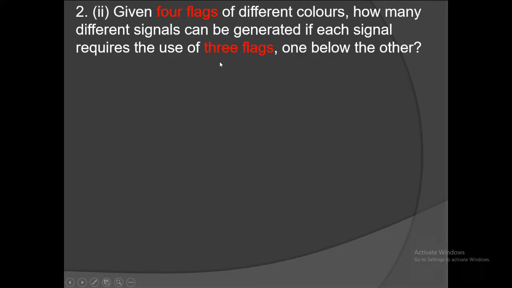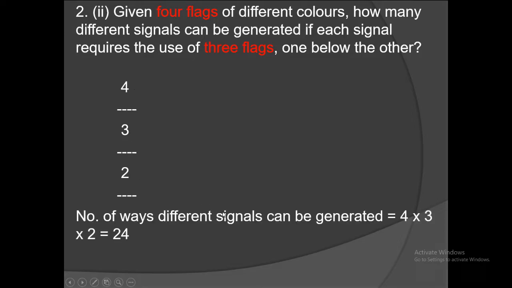Okay. Now sum number 2 in subdivision 2, 4 different flags are there, which can be arranged one below the other. 3 flags can be used in combination to generate a signal. So how many different signals can be generated, which is asked in the question. First flag, second flag below, third flag. Since there are 4 flags, the first place can be filled with 4, the second place with the remaining 3, and the third place with the remaining 2. So we need 4, 3 and 2. So 4 into 3 into 2 is equal to 24. So the number of different signals that can be generated is 24.